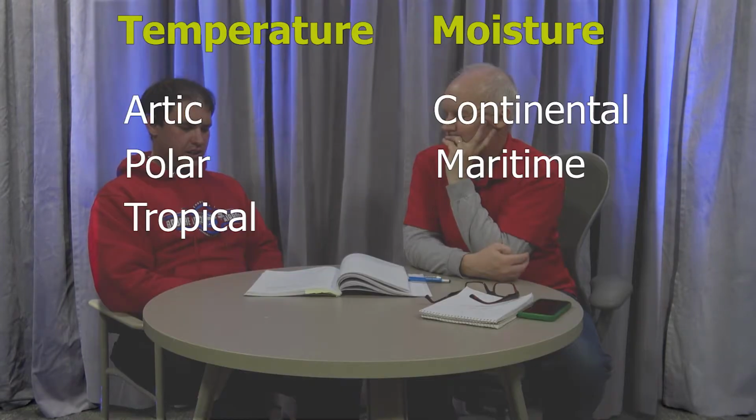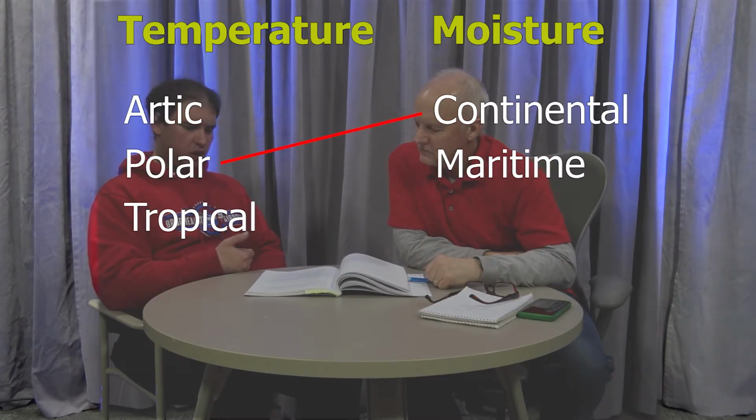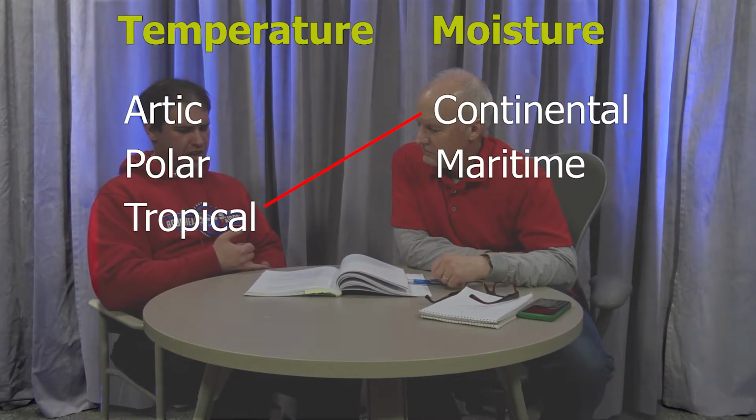So this can give us 5 different possible kinds of air masses. Continental Arctic, which is cold and dry. Continental Polar, which is cold and dry but not quite as cold. Continental Tropical, which is hot and dry. Maritime Polar, or Maritime Tropical. You can possibly have Maritime Arctic, but you really don't see those around this part of the world.